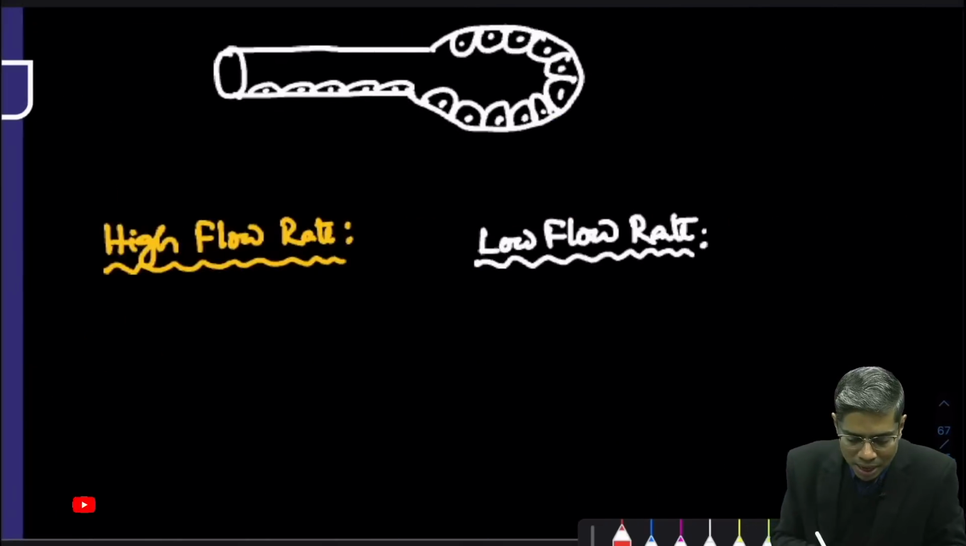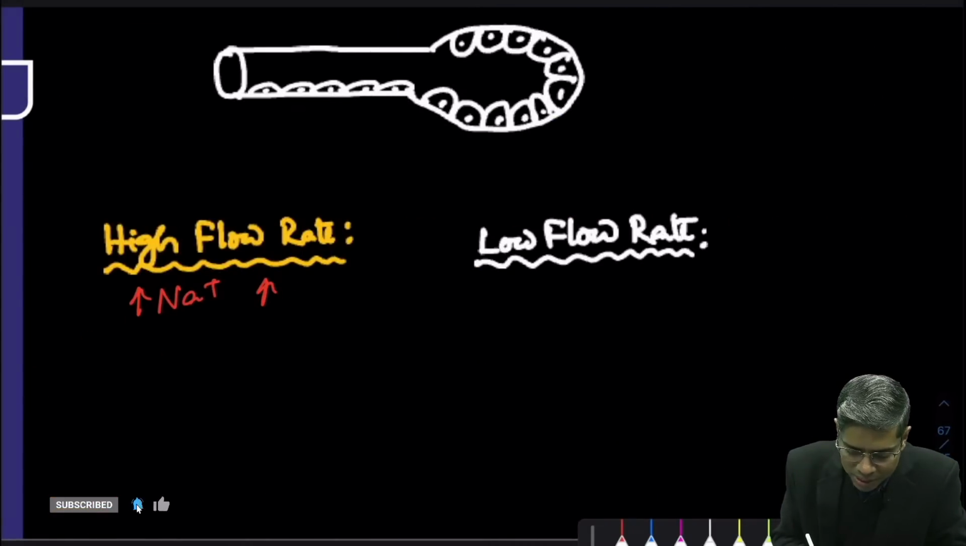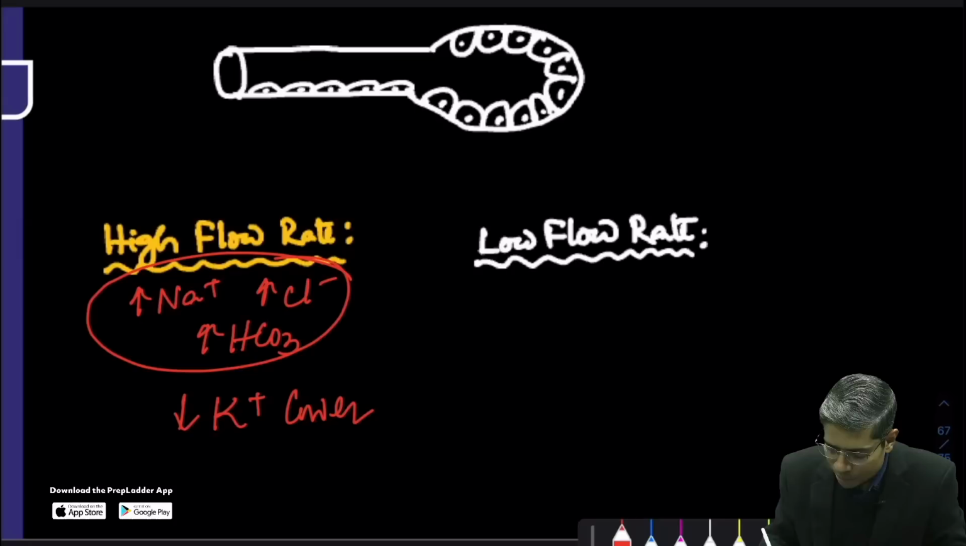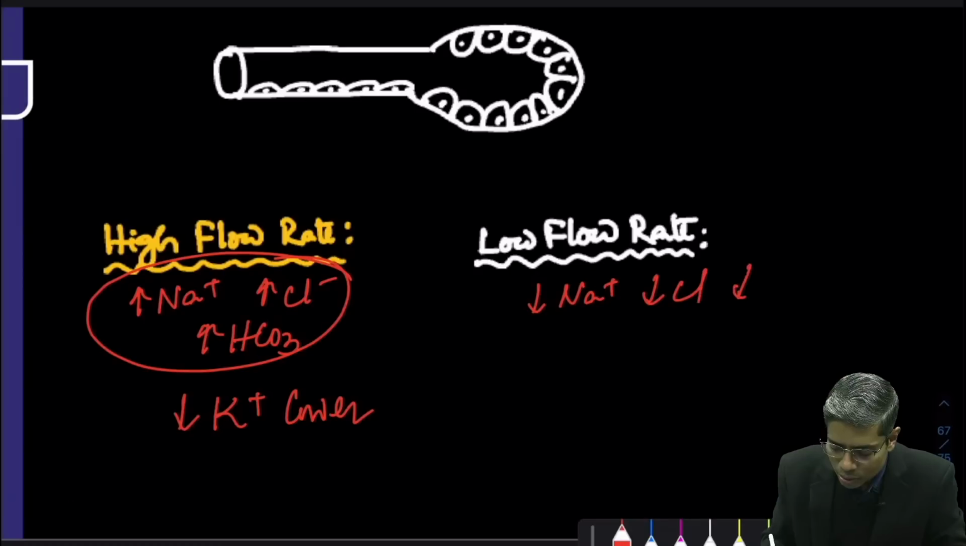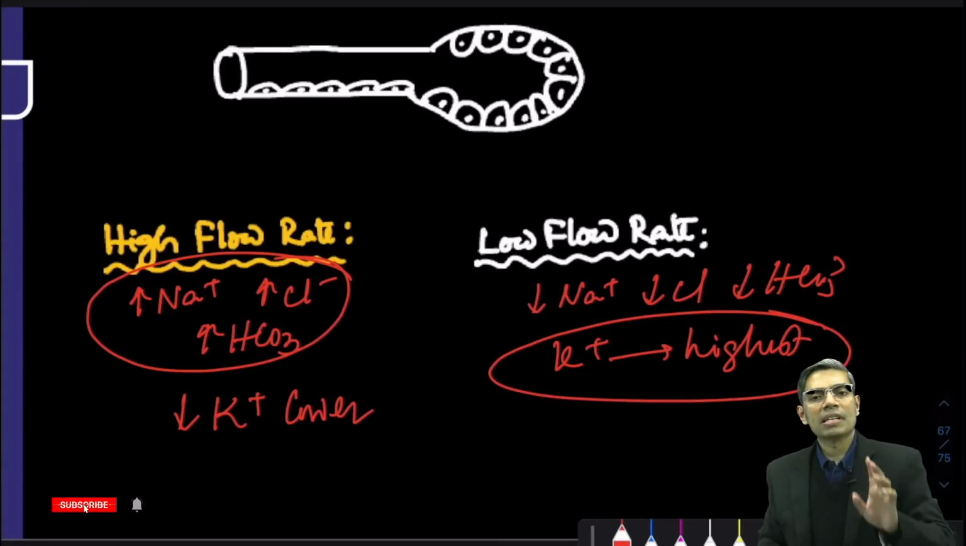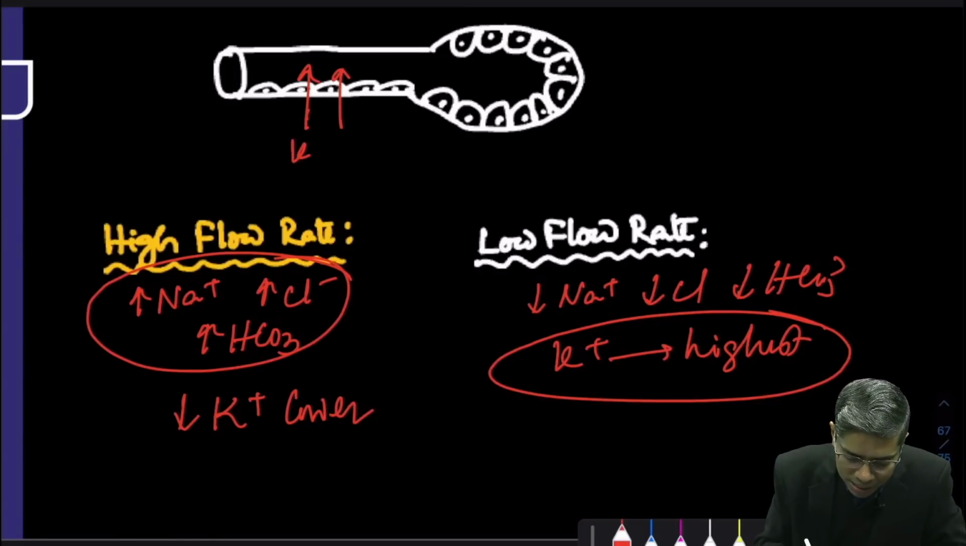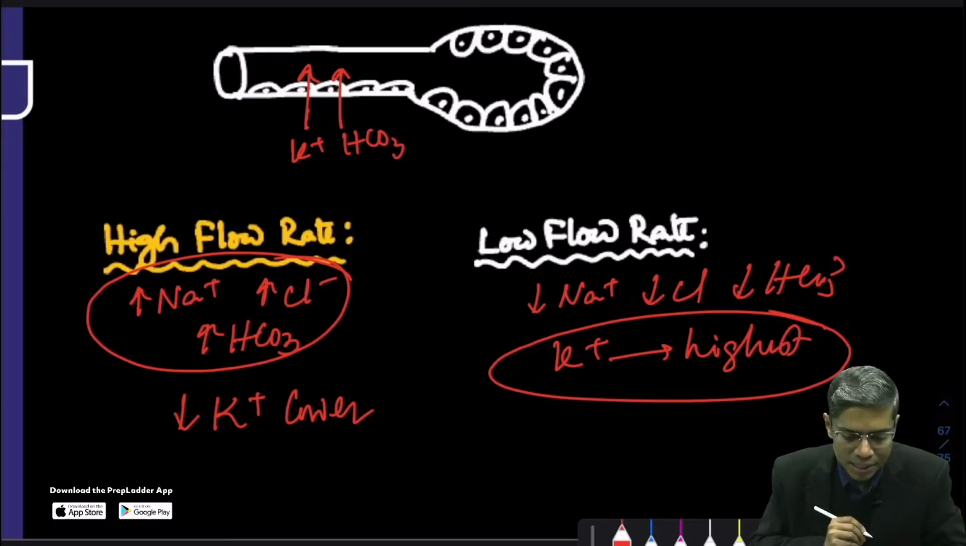So look, in salivary flow, high flow rate means everything is high, sodium is high, chloride is high, and bicarbonate is also high, but potassium is the lowest. And when the salivary flow rate is very, very low, then everything will be low. Sodium is low, chloride is low, bicarbonate is also low, but potassium in that condition will be highest. This is the thing that you have to remember about salivary secretion. Potassium and bicarbonate are secreted from the duct cell. Potassium and bicarbonate are secreted from the salivary duct.